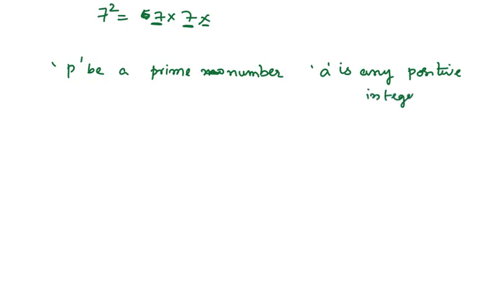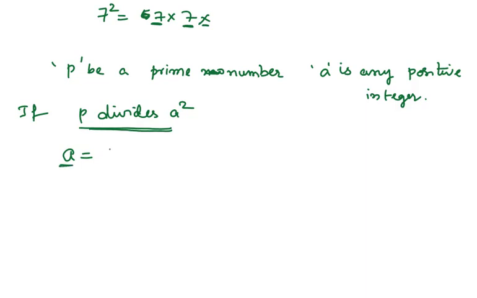Now they have given the if statement. What is that if statement? If p divides a square. Let's check. If you take a, for example, a composite number, it will have a factorization p1, p2, p3, and so on. From the fundamental theorem of arithmetic, a is a composite number, and it can be expressed as the product of prime numbers p1, p2, p3, and so on till pn.